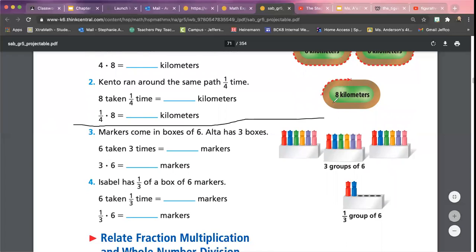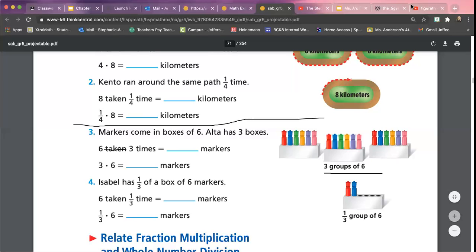I don't like this word taken. It doesn't make sense to me. I don't know how you guys feel about it. Yeah, same. Taken 3 times. What does that mean? I don't know. Sometimes I think they're thinking you're taking a group of 6, you're taking a group of 6, you're taking a group of 6, but I don't think that makes sense to me. I like this wording better down here, 3 groups of 6. That makes more sense. Even with my brain, I'm still confused. The word choice is very poor.